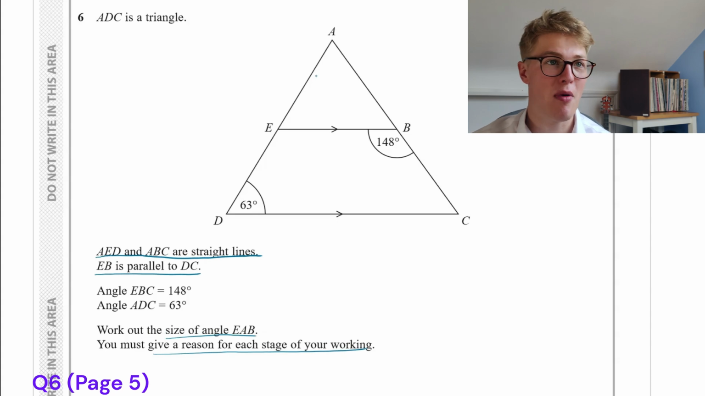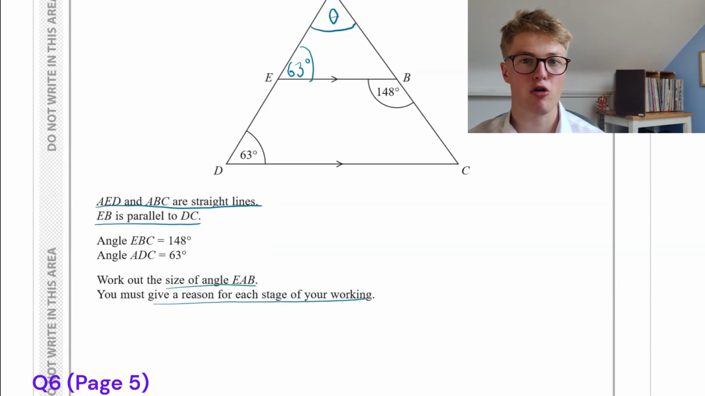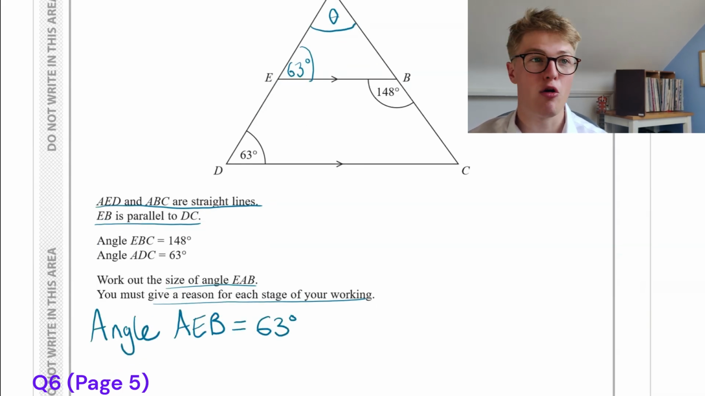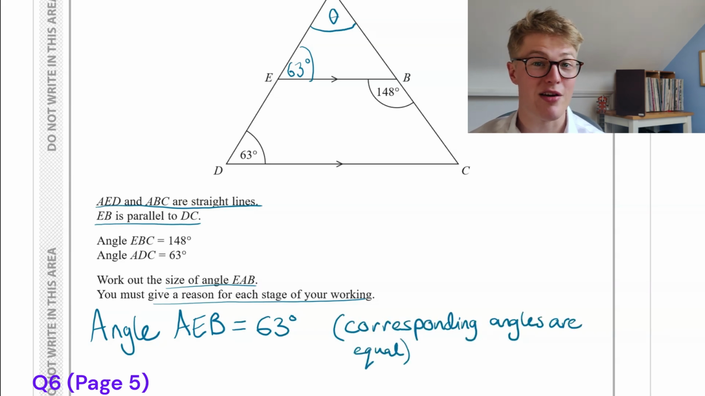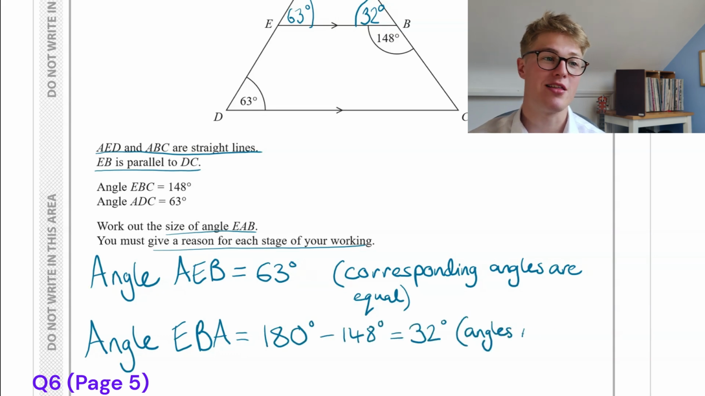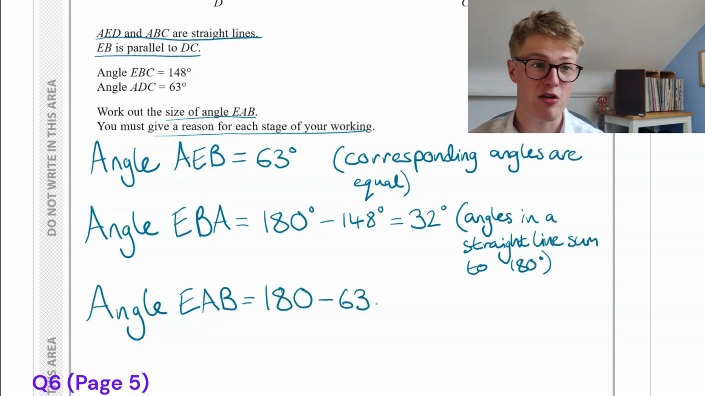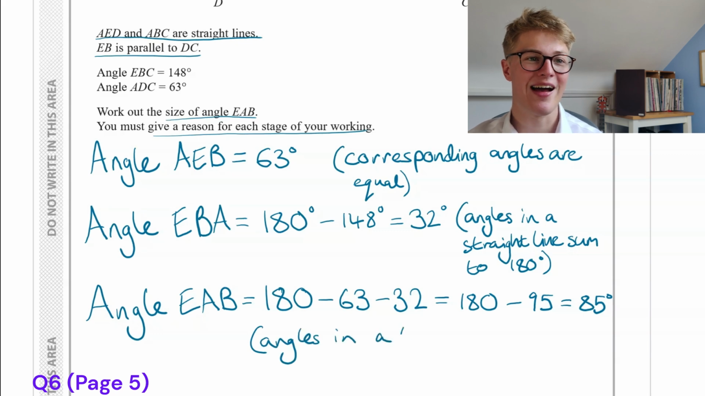So the first thing to do is mark out the angle we're looking for, which is EAB, and we're going to label that theta. Angle AEB is going to be 63 degrees because corresponding angles are equal, and we can see that it corresponds with the angle ADC, as we're given in the question. Angle EBA is going to be 180 degrees minus 148 degrees, which is 32 degrees, since the angles in a straight line sum to 180 degrees. So then to find angle EAB, we do 180 minus 63 minus 32, and that leaves us with 180 minus 95, which is 85 degrees, because the angles in a triangle sum to 180, and therefore that is our final answer.